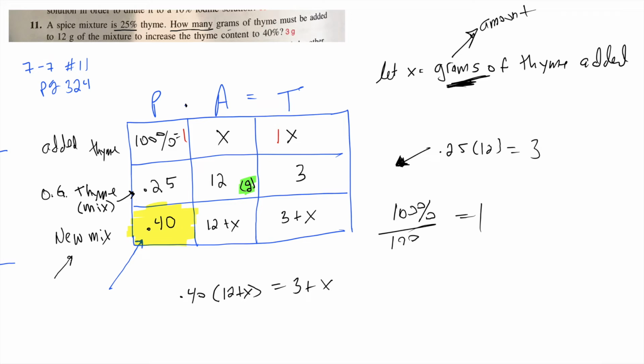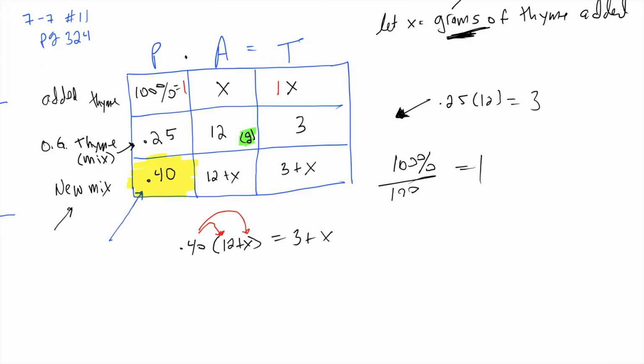Okay, so distribute. Honestly, I'm kind of learning this at the same time you are, because I've really done this my own like Steve only way. Sometimes it works, sometimes it doesn't. 0.40 times 12 is 4.8 plus 0.40x equals 3 plus x. All right, minus x.